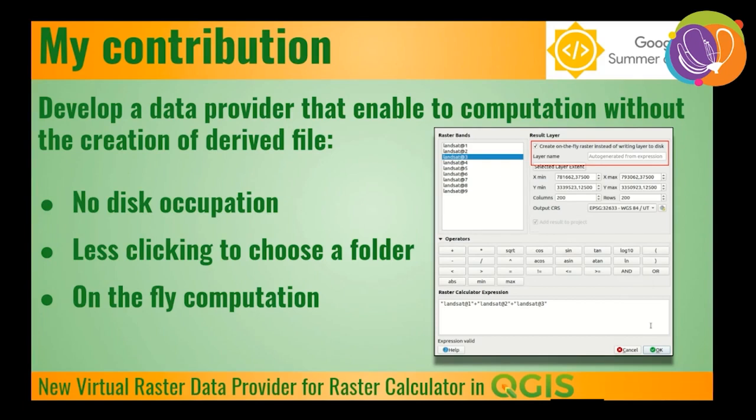It is possible to take advantage of this functionality also with the Python console in QGIS. And as we'll see in the final demonstration, the output is a raster layer with all the raster layer properties. And if it is needed in future analysis, it can itself be saved on a disk in a file.